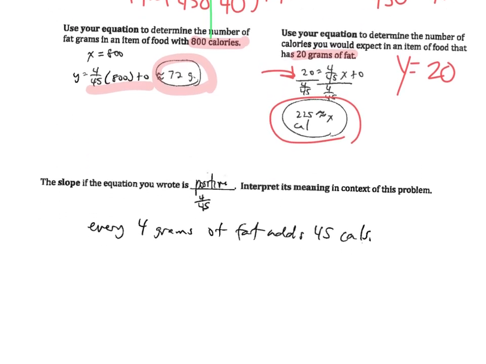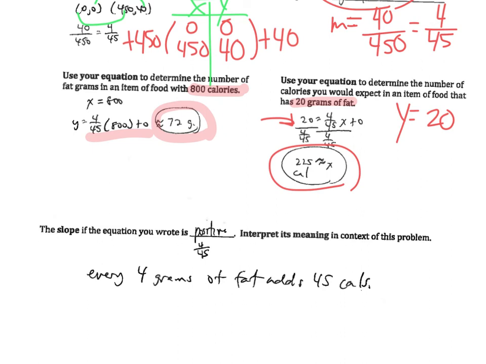The last thing here is interpreting the slope. Our slope we found was 4/45, and that's positive. So how do we interpret slope? Remember, slope is change in y over change in x, okay? The y was grams of fat. 4 grams of fat, that's my change in y. 45 calories, that's my change in x, right? Slope is change in y over change in x. So that means that for every 4 grams of fat, that would add 45 calories onto the food item, okay? So that's how you interpret the slope. Think about it in terms of change in y over change in x, and consider what x and y stand for in the problem. And that will allow you to interpret the slope.